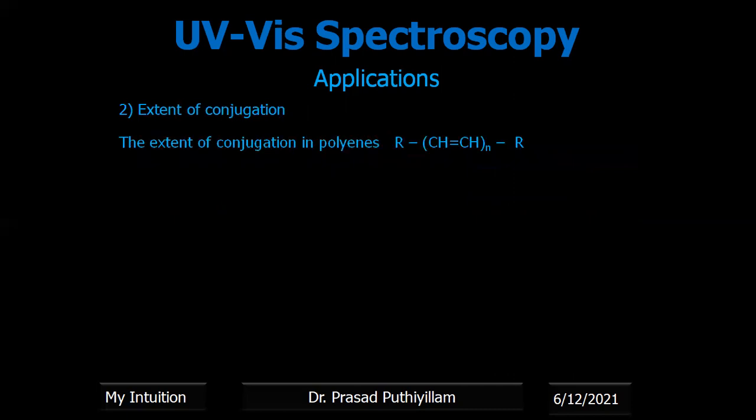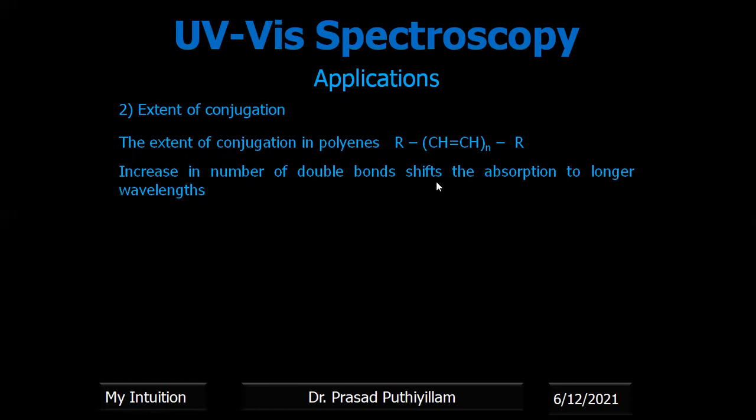Extent of conjugation, that is in polyenes mainly. Polyenes are those in which the CH double bond CH repeats n times. That means R-CH double bond CH, single bond CH, double bond CH, single bond CH, double bond CH, like that, and it goes on, and at the end again CH3 is there. So that is the general representation of a polyene. An increase in the number of double bonds shifts the absorption to longer wavelength.